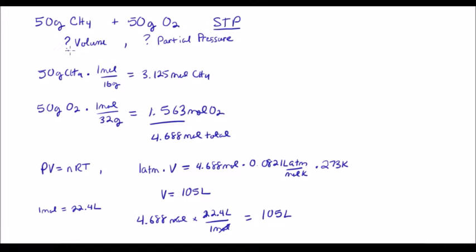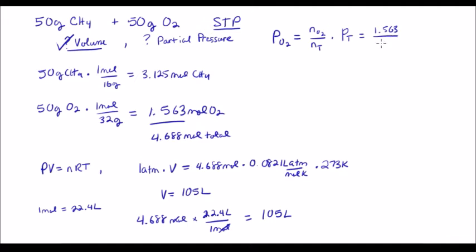Now, that answers my first question. So let's look at my second question. What are the partial pressures of each individual gas? We know that the partial pressure is related to the mole fraction or percentage of the moles that each individual gas is of the total. So I can write that out. If I want to find the partial pressure of oxygen, that's going to be equal to the number of moles of oxygen divided by the total number of moles times the total pressure.